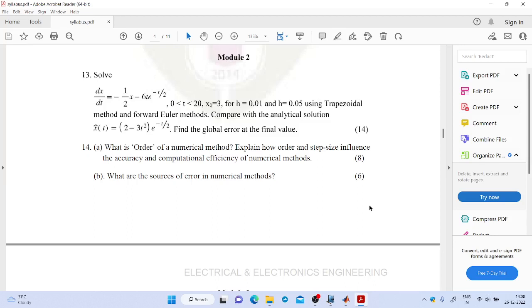Welcome to the 15th lecture on digital simulation. In this video, we will try to solve a problem given in the model question paper provided in the syllabus. So here I have copied the question here.